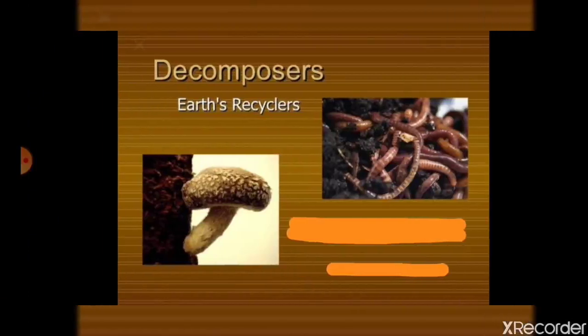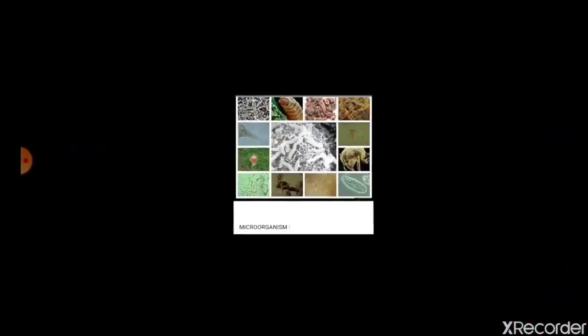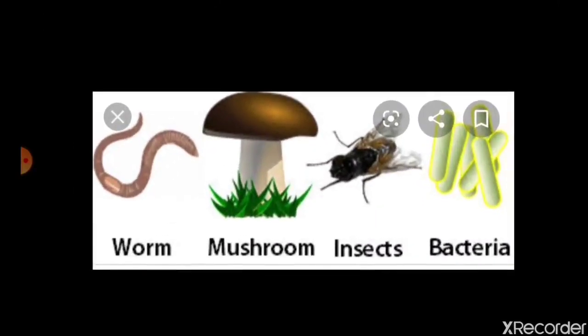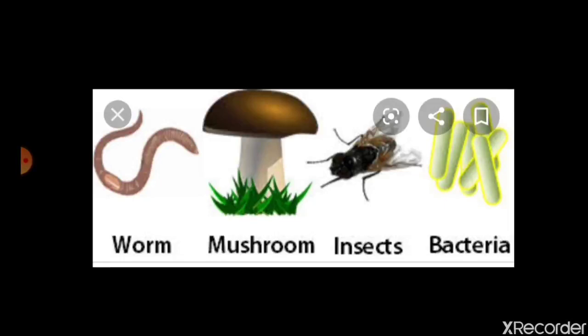Now, the decomposers. Some microorganisms feed on dead remains of plants and animals. They are known as decomposers. Other than these microorganisms, there are some insects and worms that also are decomposers. They decompose the dead, decaying matter and hence help in keeping the environment clean.